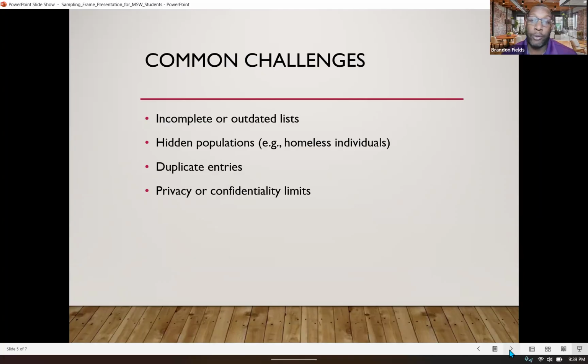Common challenges related to sampling frame would be an incomplete or not up to date list, subpopulations or hidden populations within the list, duplicate entries on the list, and also privacy and confidentiality limits. So these are some of the common challenges.